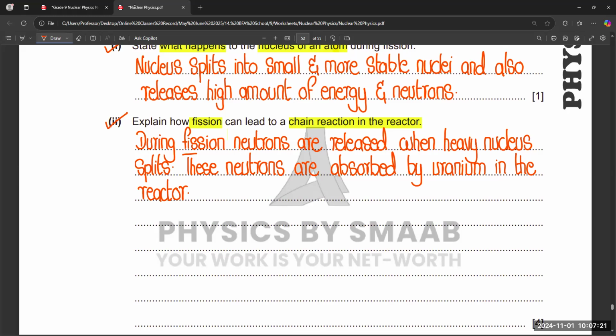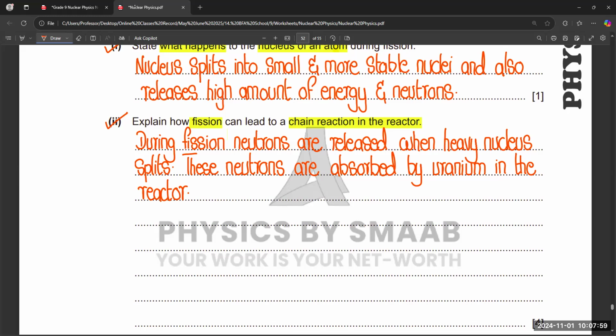So the concept is very simple. We strike a few neutrons on uranium, it splits into smaller, more stable nuclei, and it also gives you more neutrons. And those neutrons again strike the uranium rod, and this process continues to increase. Let's suppose we start with one neutron, and in output we will get three neutrons. So now those three neutrons strike the uranium and they each produce three more neutrons.